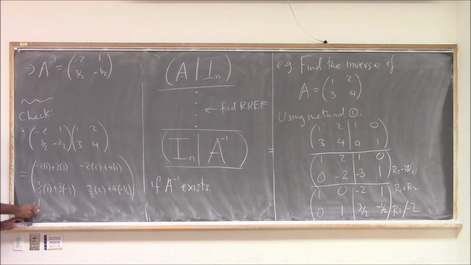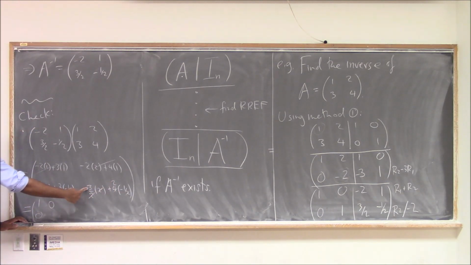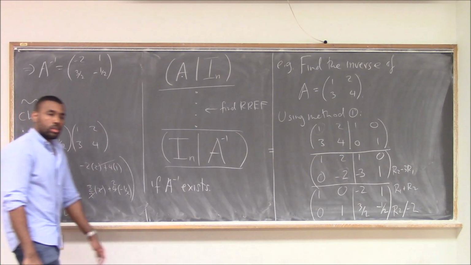And this would be minus 2 plus 3, that's 1. Minus 4 plus 4, that's 0. 3 over 2 minus 3 over 2, that's 0. The 2's here would cancel. And so I have plus 3 minus 2, 1. So that's our inverse.